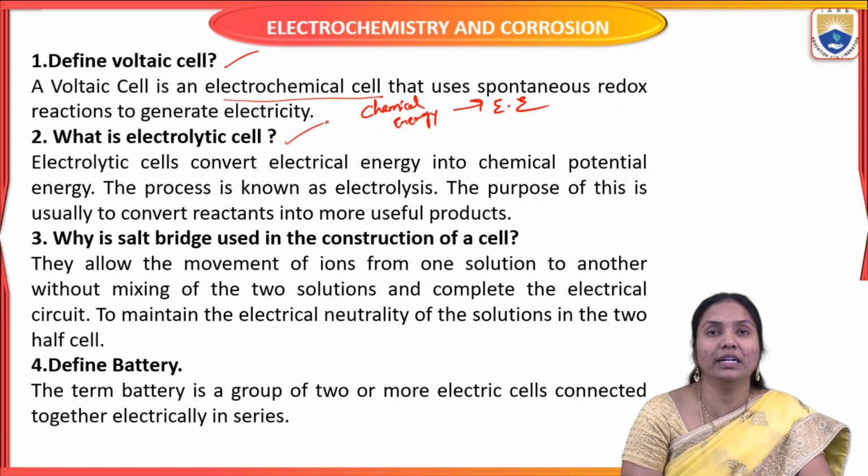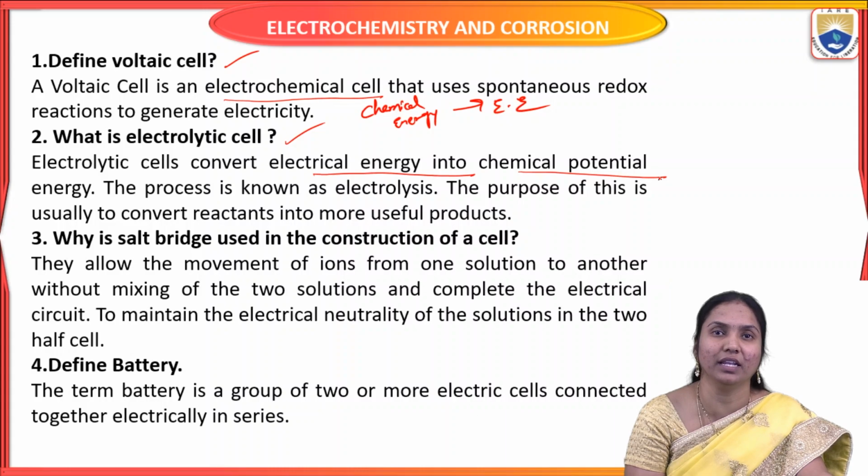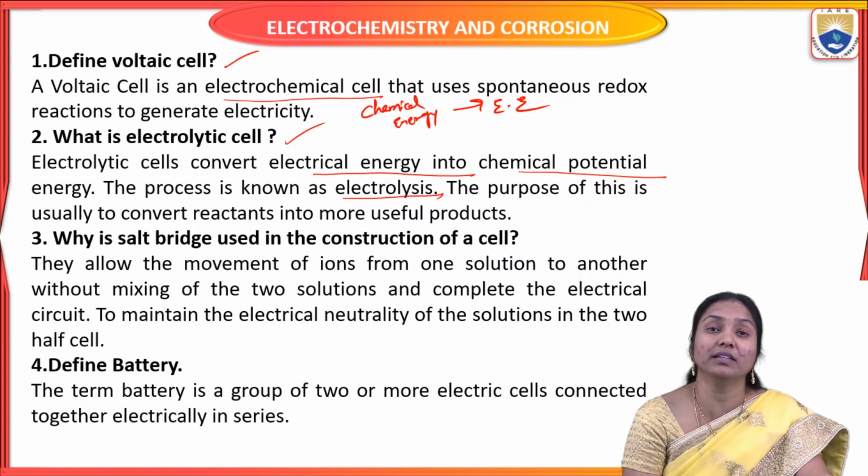An electrolytic cell converts electrical energy into chemical energy, which is completely the reverse of an electrochemical cell. An electrolytic cell converts electrical energy into chemical potential energy. This process is known as electrolysis, or the decomposition of an electrolyte by passing electricity. The process is also called electrolysis. So the cell which converts electrical energy into chemical energy is called an electrolytic cell.